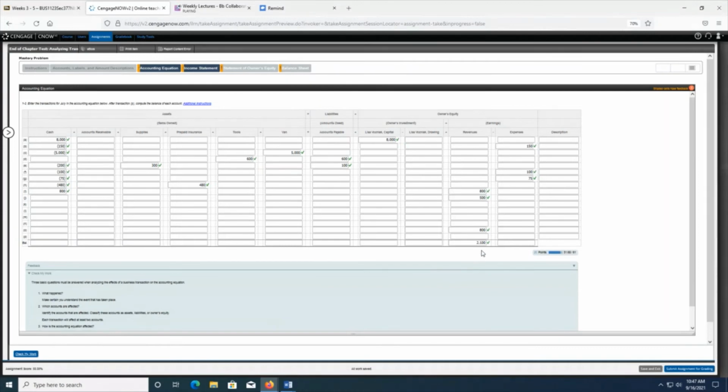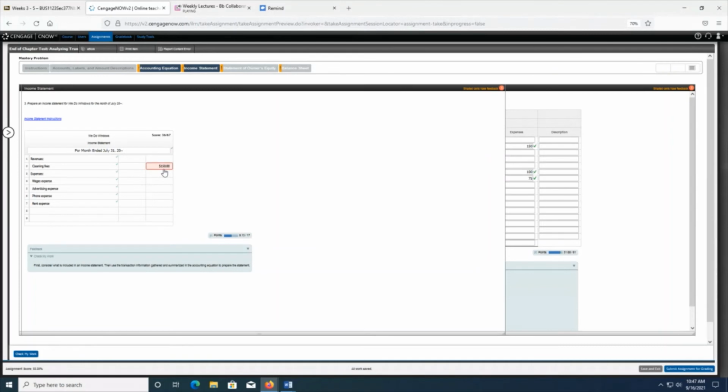Okay, so my balance for my revenues is 21. So that's what I'm going to put in the income statement. And you can see how it's red when I put that 150. That gave me the hint that it was wrong without me actually having to check my work. Okay, so I'm going to put that 21 hundred in here.